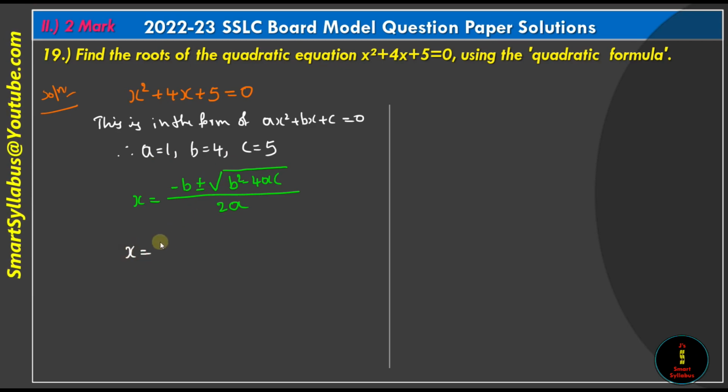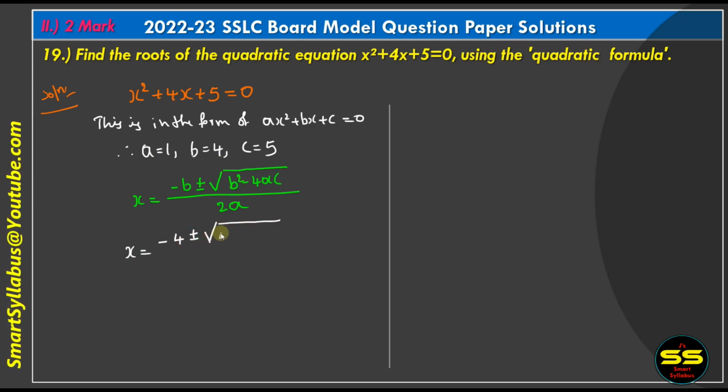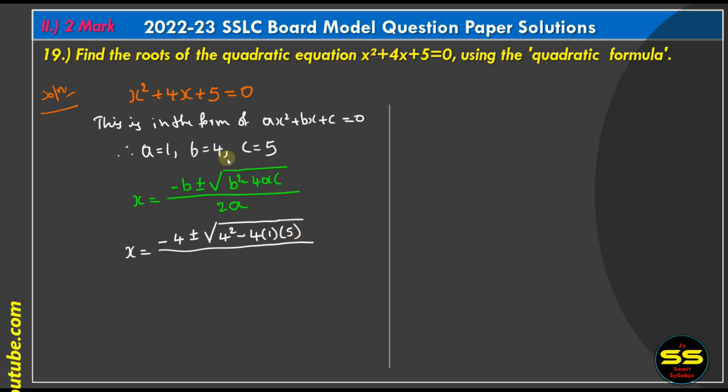Okay, now substitute the values of a, b, c in this equation. So x is equal to minus b, which is 4, plus or minus, as it is, square root of b is 4, so we write 4 square because we have a square here, minus 4, a is 1 and the value of c is 5. So substitute the values very carefully. If you substitute any value wrongly, then definitely the solution will be wrong. Then 2a is 2 into 1.